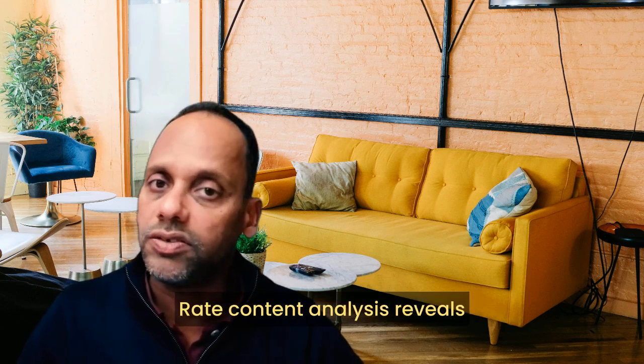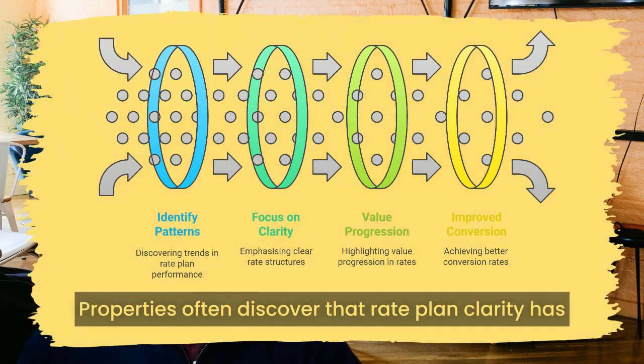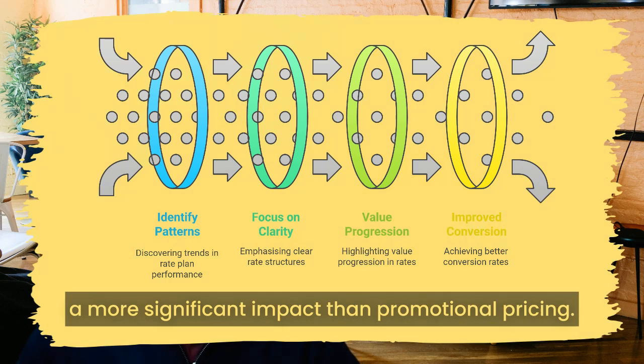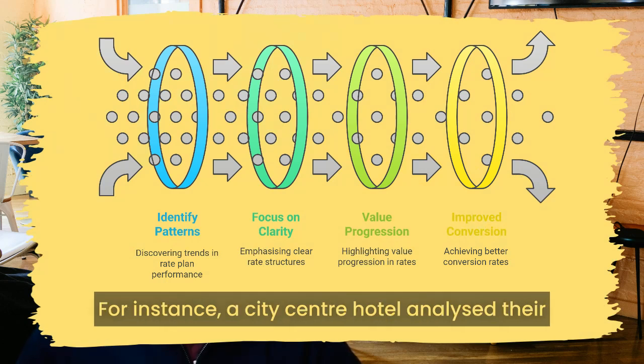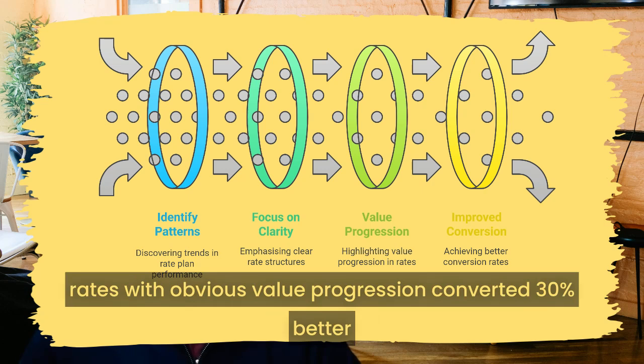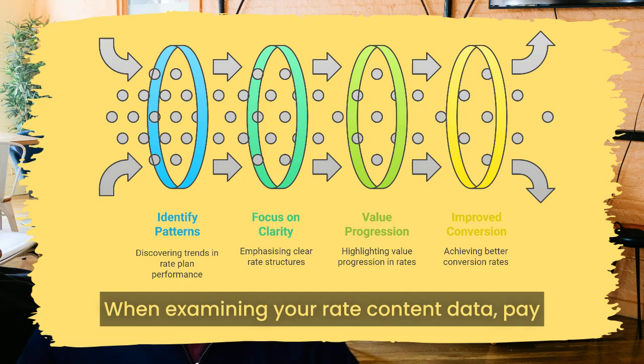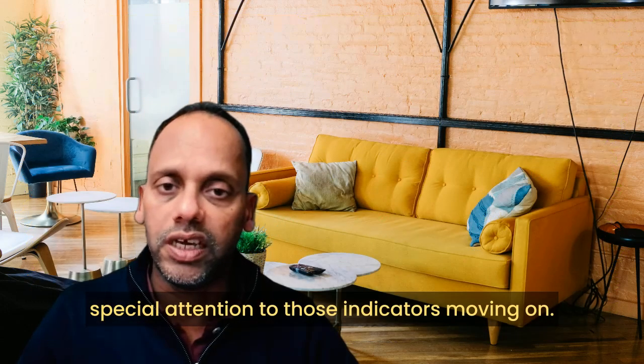Rate content analysis reveals particularly interesting patterns. Properties often discover that rate plan clarity has a more significant impact than promotional pricing. For instance, a city center hotel analyzed their rate plan performance and found that clearly structured rates with obvious value progression converted 30% better than discounted rates with unclear terms. When examining your rate content data, pay special attention to those indicators.